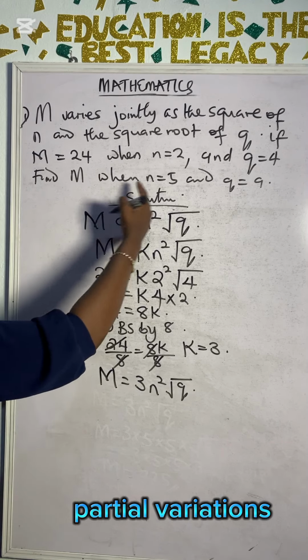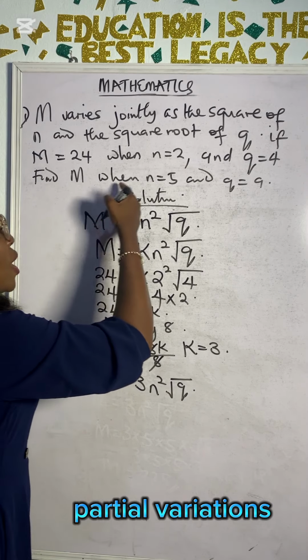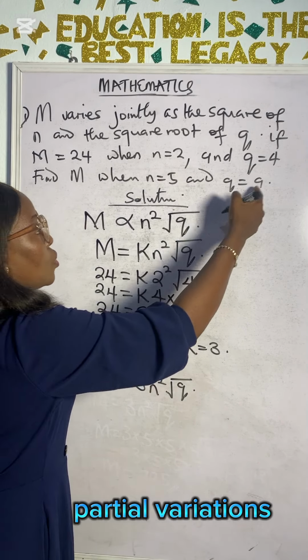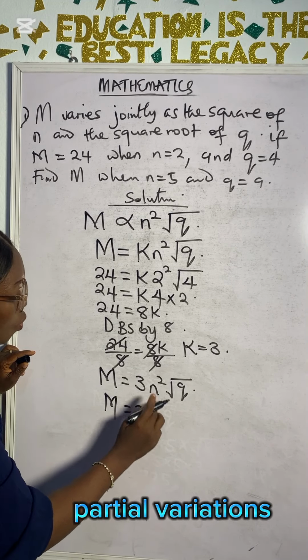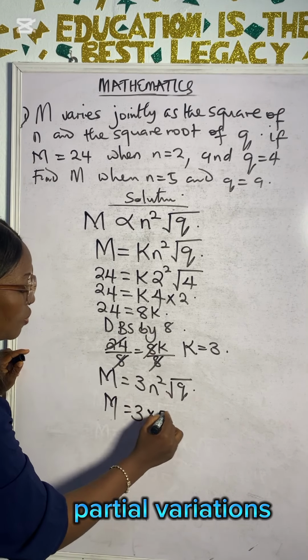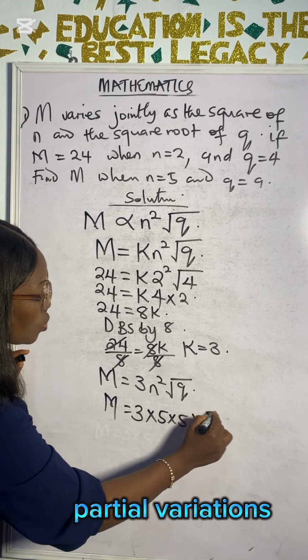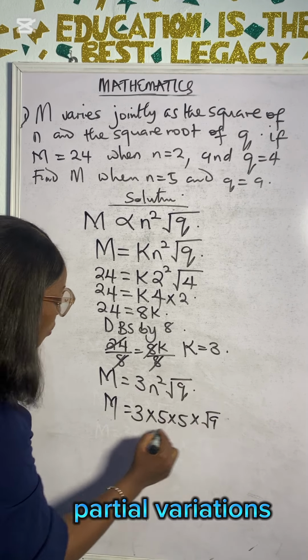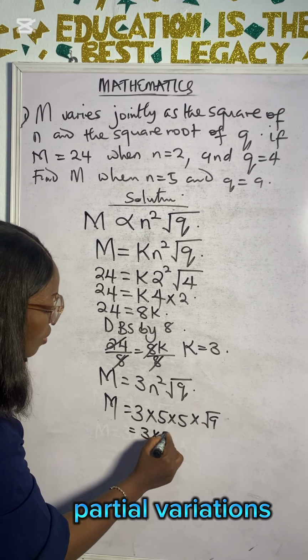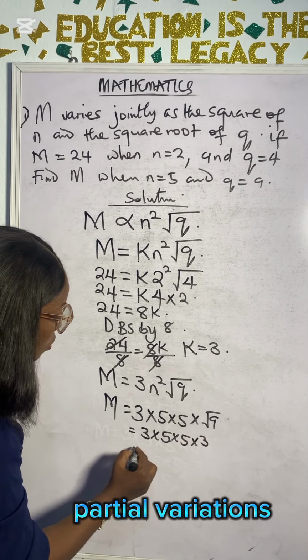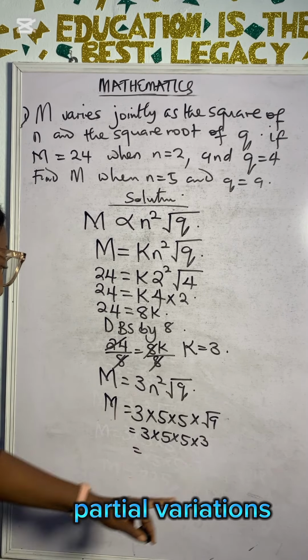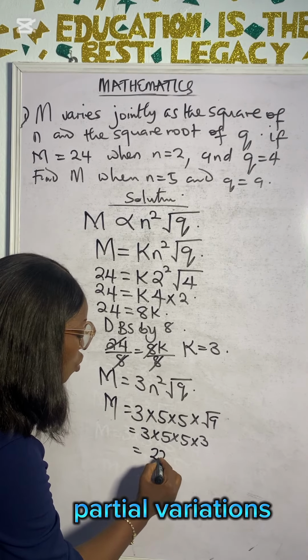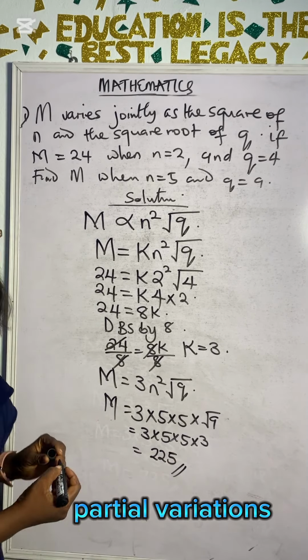The question now says, find m when n is 5 and q is 9. So m, we don't know. 3, what is n? n is 5. So 5 times 5 times the square root of q, which is 9. We should have 3 times 5 times 5 times 3. Now let's go. 3 times 5 will give us 15, times 5 will give us 75, times 3 will give us 225. So the value of m is 225.